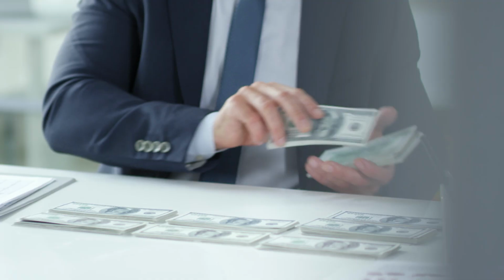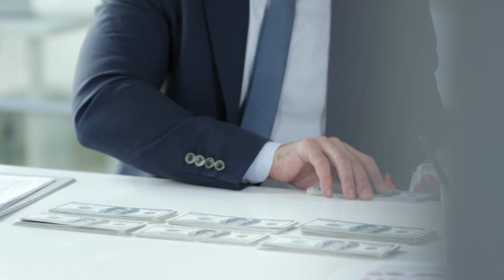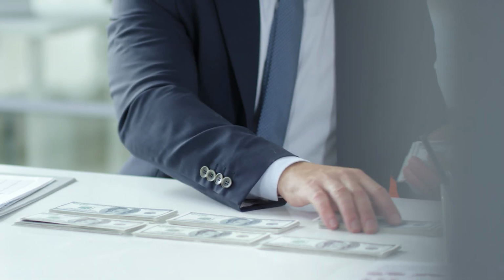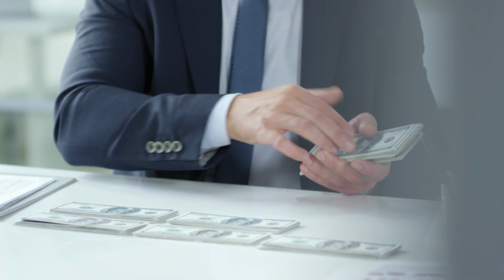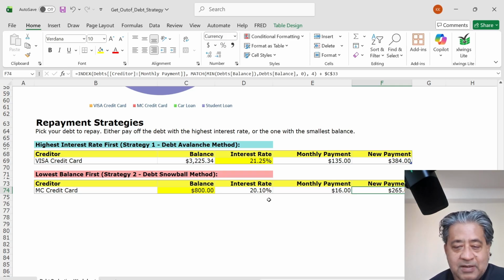You never win by paying interest on loans. So try to pay it off as much as possible. I've given you two different strategies. People prefer either one of these methods, but certainly both could help you pay off your debt.